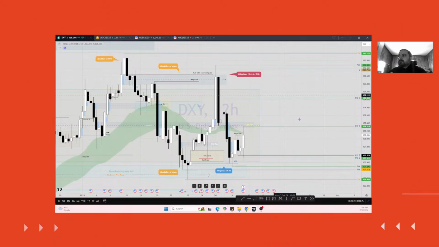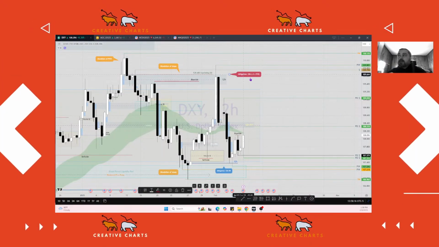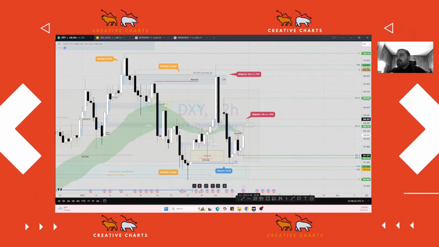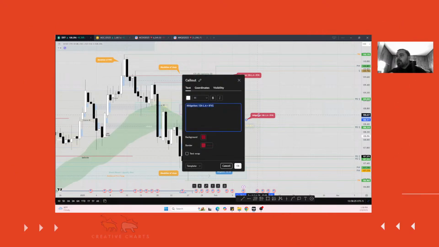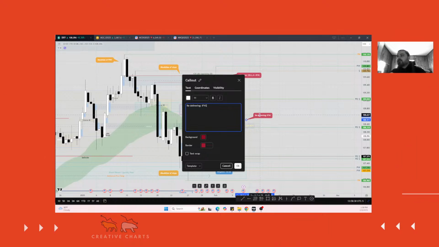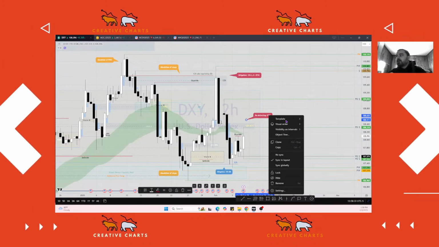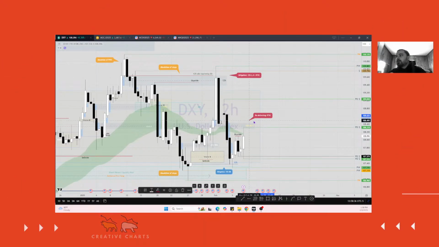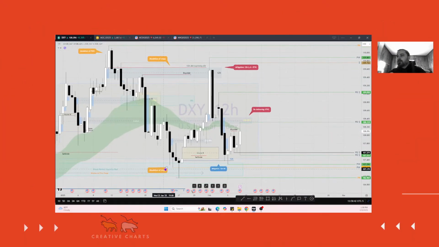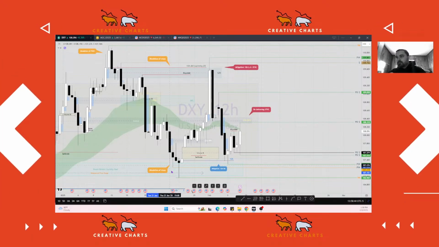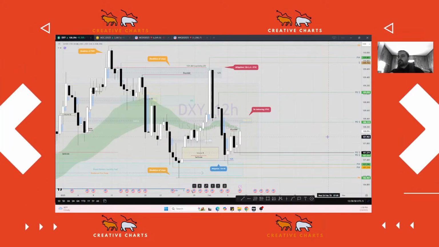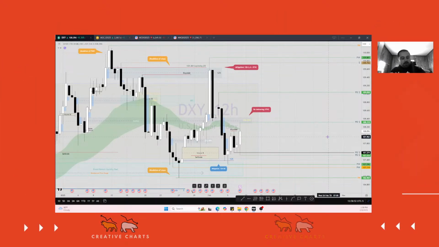But yeah. So let me just finish some of these indentations. I want to let it be known that price is redelivering from this inversion fair value gap at this moment, shown here by this wick test from it. All right, same thing, right?